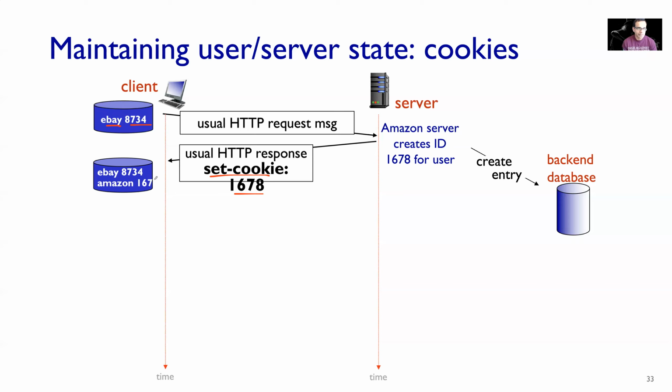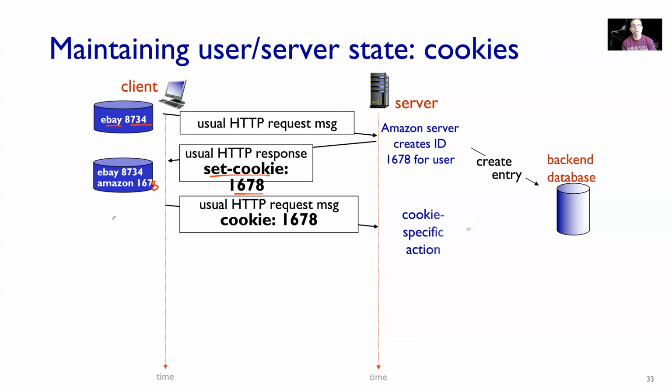When my browser receives it, the 8 got eaten up. Sorry, I'll fix that up in the slide. So my browser will now add this cookie into my cookie file. And from that point on, anytime I'm communicating with the Amazon server, the browser will include that cookie in the header, right? So now the server knows this person is whatever.